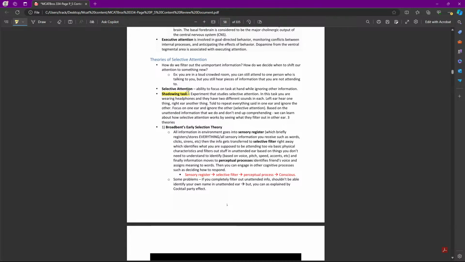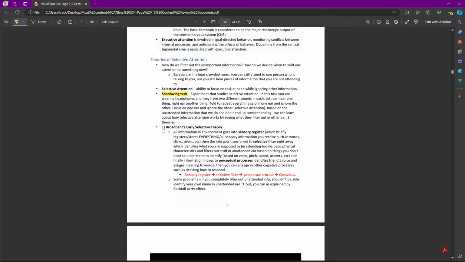Okay, something I need to review. In this test, you're wearing headphones and they have two different sounds in each. Left ear hears one thing, right ear hears another. You repeat everything said in one ear and ignore the other. Focus on one ear and ignore the other. Based on the unintended information that we do and don't end up comprehending, we can learn about how selective attention works by seeing what they can filter out in the other ear.